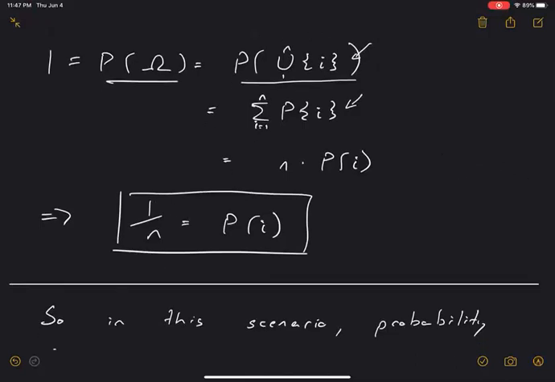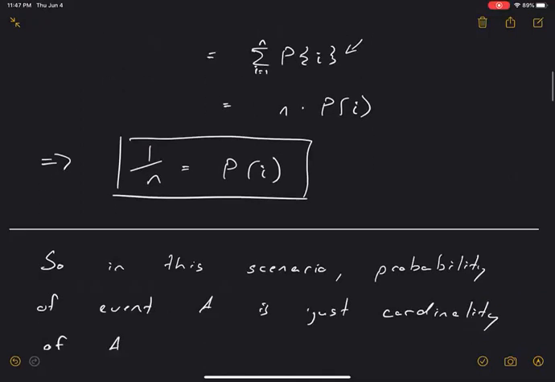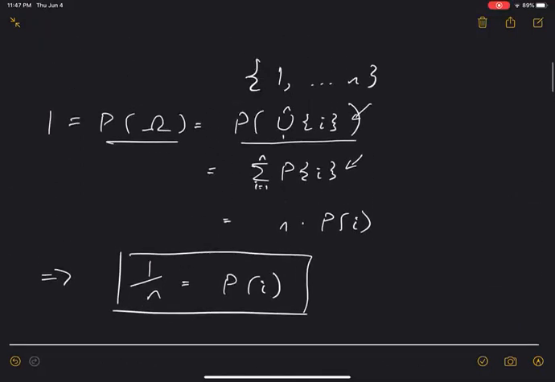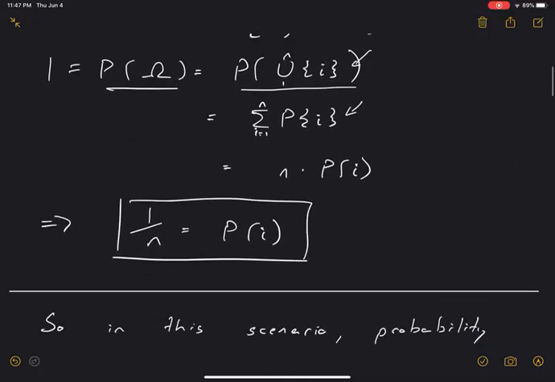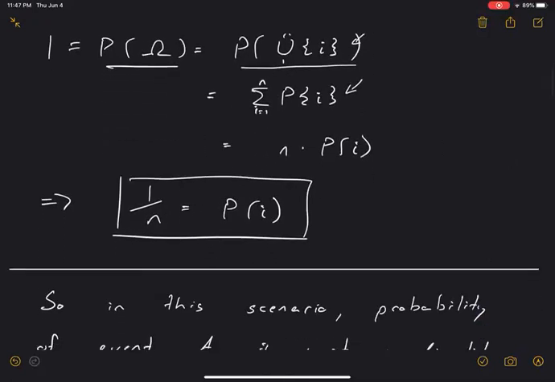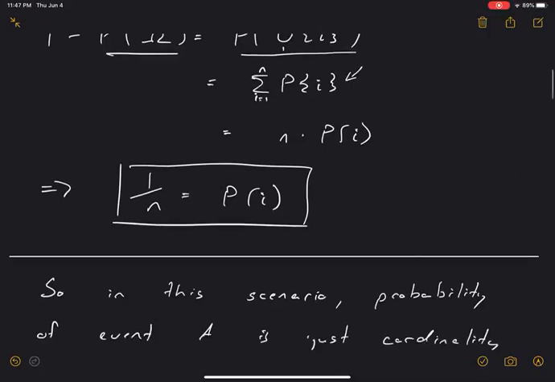Okay, so it matches with our intuition, right? If I roll a die and all sides of the die are equally likely to come up, well, there's 6 sides of a die, so the probability of each side coming up is 1/6, right? So it's just a little formal way of matching our intuition with the idea of this probability measure.